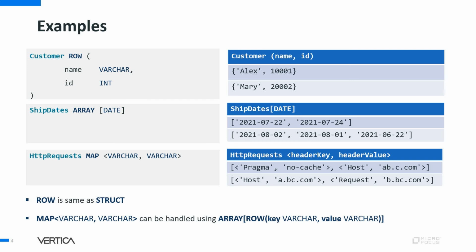Here, ship dates is an array of the date type. Values of ship dates contain 0 or more date elements. Our third complex type is the map type. This type is a collection of key value pairs. Our HTTP requests example maps varchar keys to varchar values, such as things you might find in an HTTP request header. Keys could be things like pragma, host, or request. One thing to note about the map type is that an implementation could treat it like an array type with a complex row element of two fields, key and value.